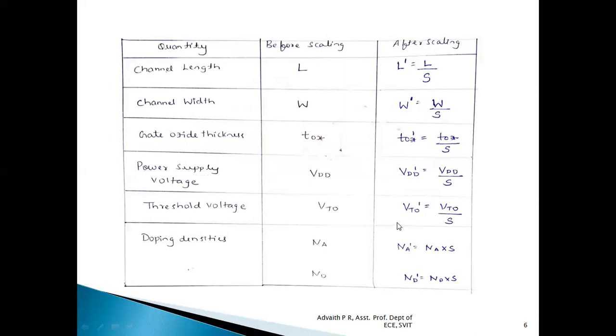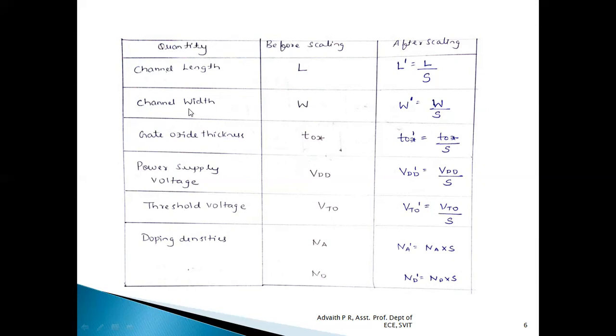So this particular table indicates the quantity, what is the quantity before scaling and what will happen after scaling. When it comes to channel length, before scaling, we represent channel length as capital L. After scaling, the new channel length which is obtained, L dash, will be equal to L divided by S, where this L dash is the new channel length which is obtained after scaling. Capital L is nothing but the old channel length. S is nothing but the scaling factor.